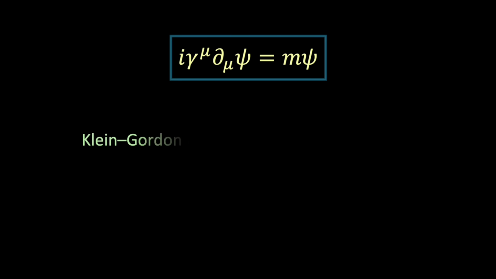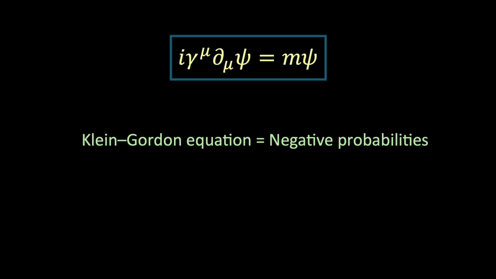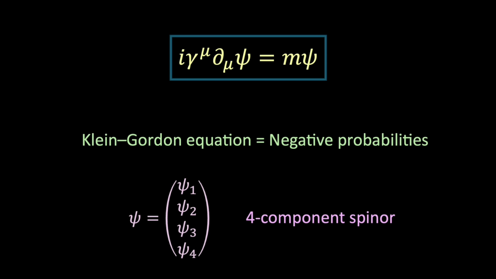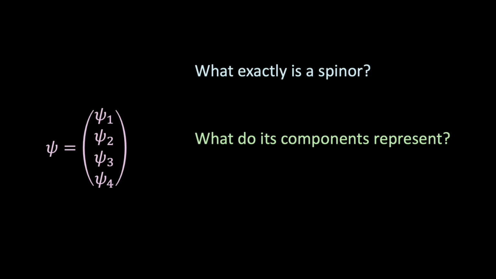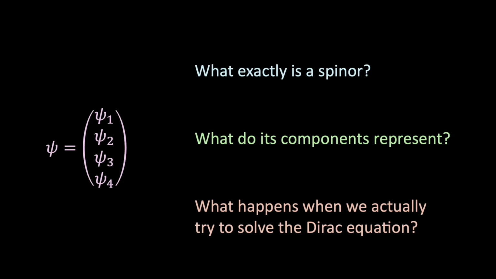In part 1 of this series, we explored the road that led to Dirac's equation. We saw how the Klein-Gordon equation broke the rules of quantum probability, and how Dirac's demand for elegance led him to a bold new formulation, one that required an entirely new kind of wave function: the 4-component spinor. But what exactly is a spinor? What do its components represent? And what happens when we actually try to solve the Dirac equation?